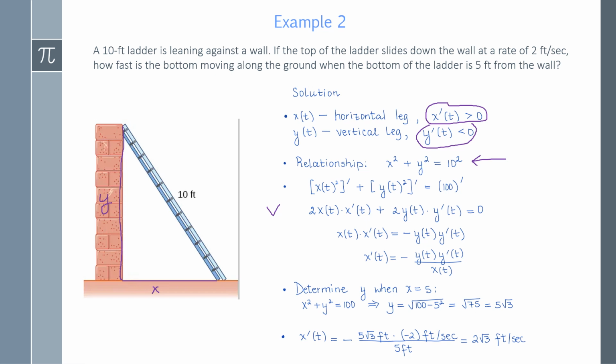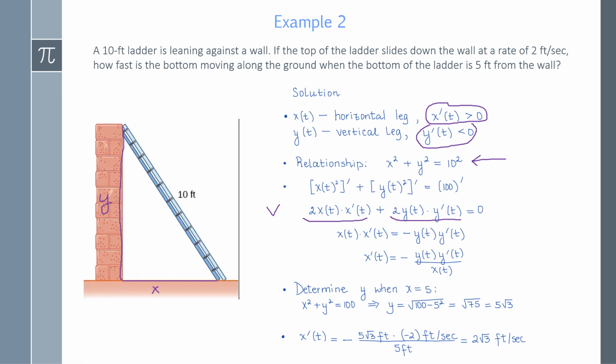So we have 2x(t) times x'(t). So that's the rate of change of the horizontal leg. Okay, and similarly, we have 2y(t) times y'(t), and that's equal to 0 because the derivative of 100 is 0.